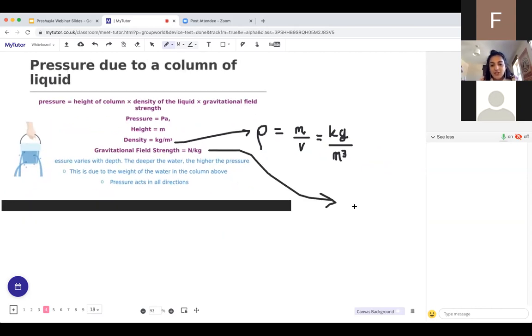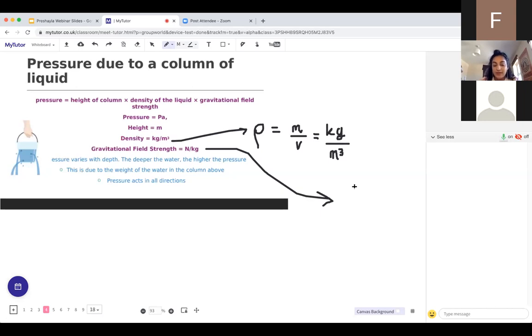Okay, so gravitational field strength is what we use when we calculate weight. So you might remember the equation F equals mg, or W equals mg. All that is force equals mass times gravitational field strength, or weight, as a more specific force, is mass times gravitational field strength.